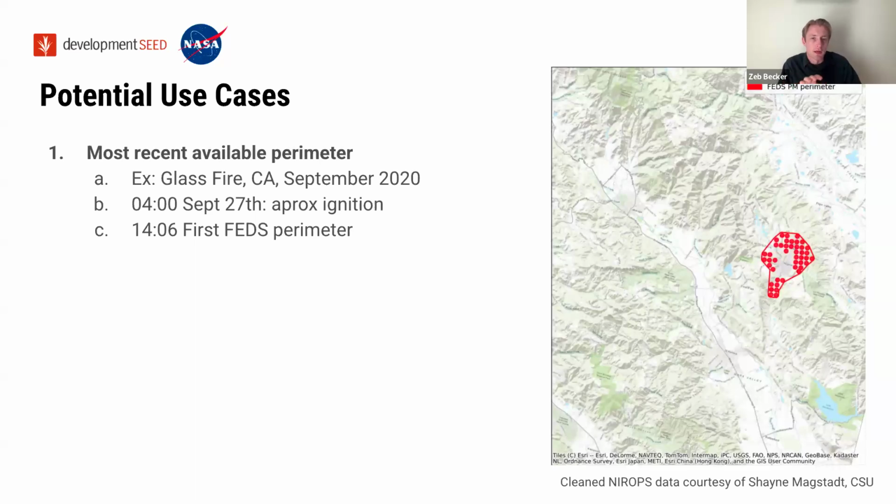So I'm going to walk you through a couple time steps of an example fire, which is the Glass Fire that burned in 2020 in California. Around 4 in the morning, approximately, according to CAL FIRE, was the ignition on September 27th. And this fire was already growing quite rapidly by the time CAL FIRE was on scene. At some point in the morning, they already had it at 1,200 acres. Then at 2:06 p.m., we got our first FEDS perimeter. That's what you're looking at here. If you'll hit the next slide, please.